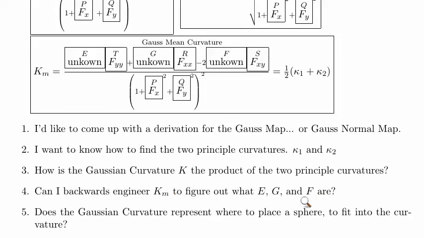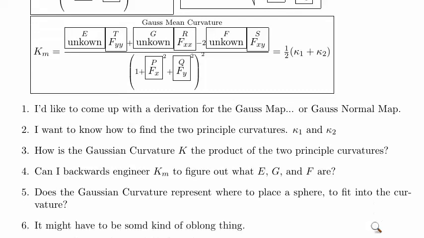Does the Gaussian curvature represent where to place a sphere to fit into the curvature? It might have to be some kind of oblong thing.